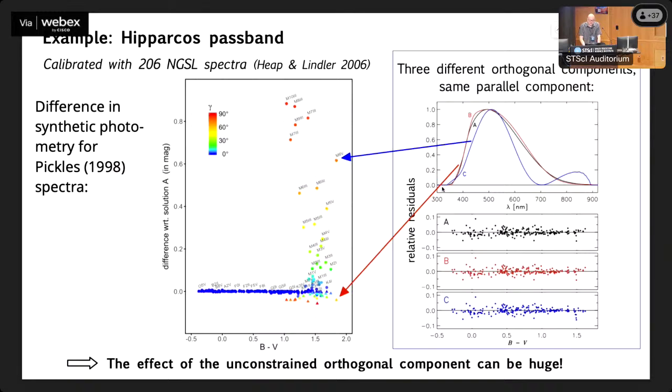And for the red curve, you get very nice agreement for sources which are linear combinations, of course, but for the red curve there is a slightly different orthogonal component. You get some systematic deviations, particularly for very red sources, which have a strong orthogonal component.